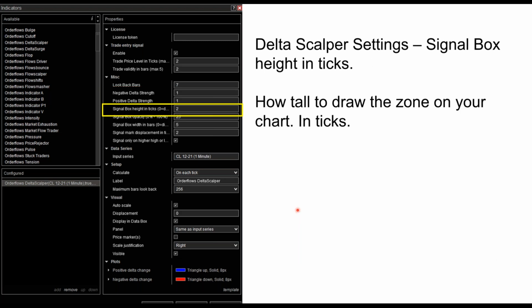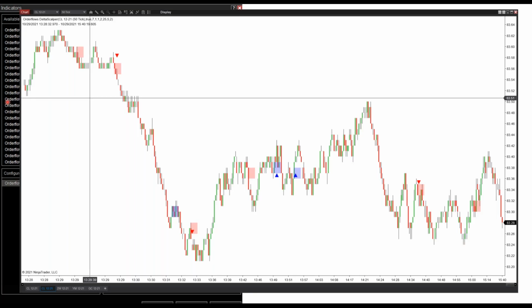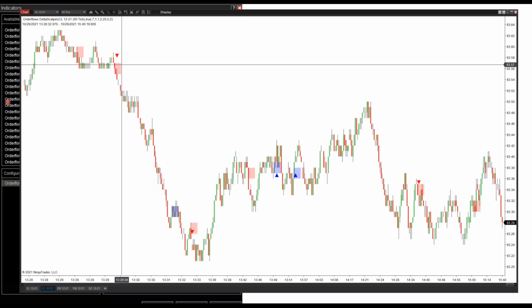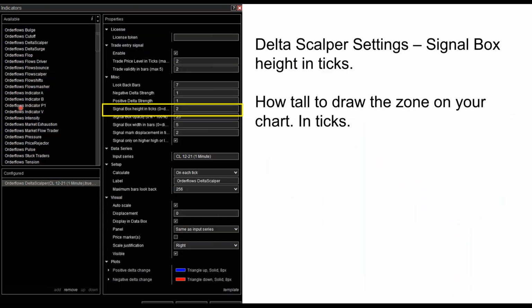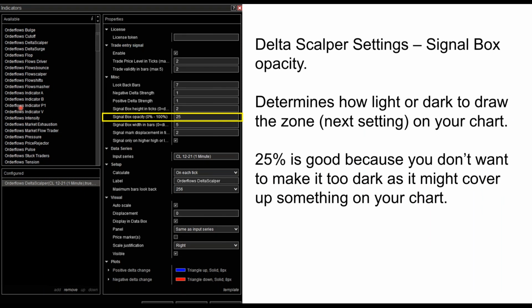Now, signal box height, where's my NinjaTrader here, is basically how tall to draw this box. It's in ticks. So 2, you don't need to adjust that. You can just keep it at 2. The opacity is how dark or light you want to draw that zone, that box. 25 is good. You don't want to make it 100, so dark that you can't see anything on your chart, especially if you've got other tools, it might cover up something that matters to you.